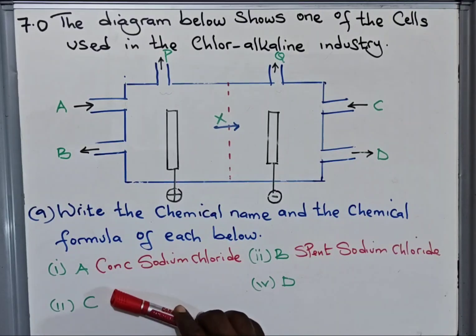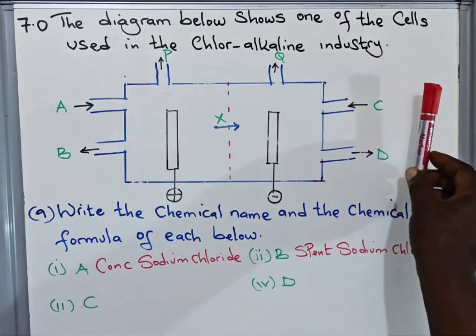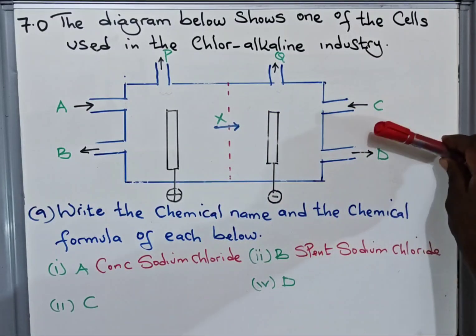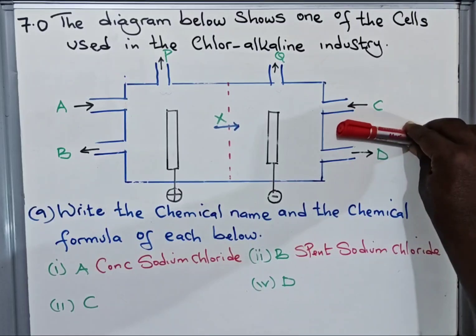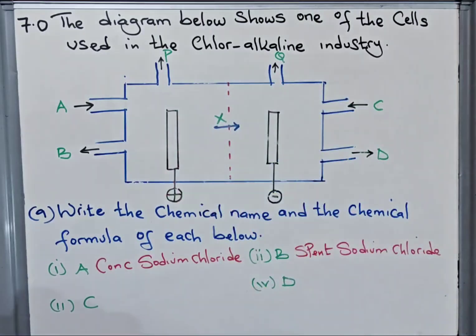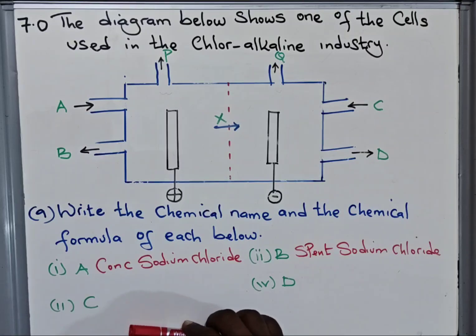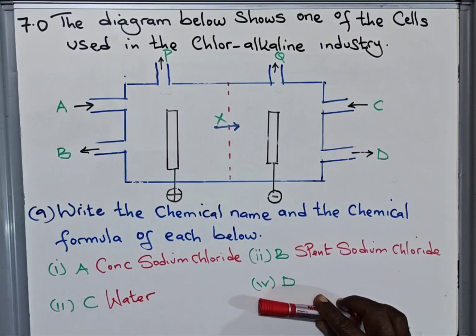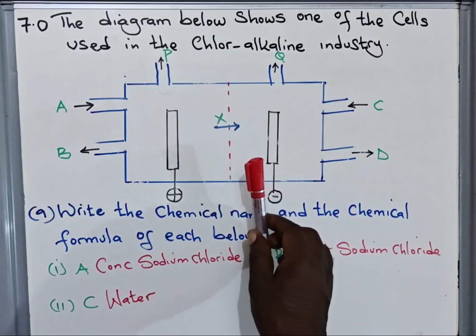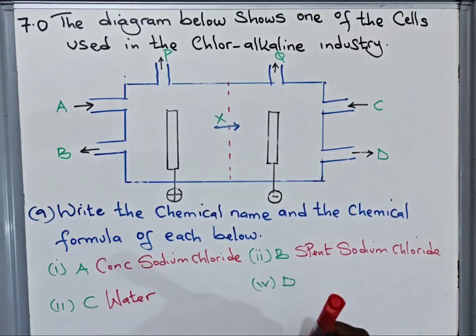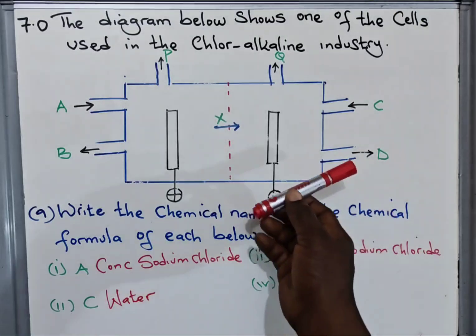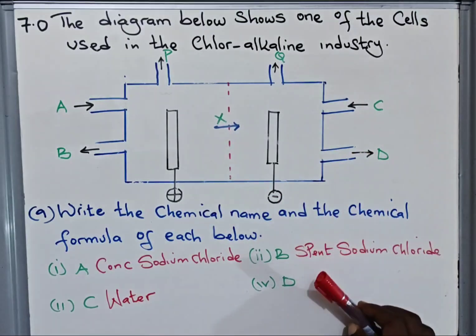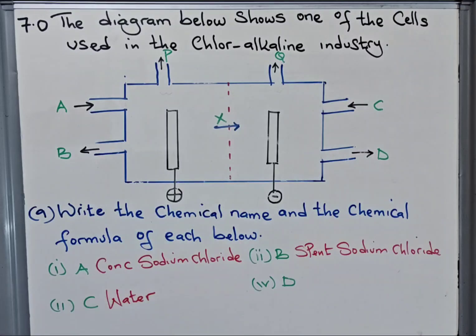Then we come to C. C is on the cathode side and it shows entry. So what enters on the cathode side of the setup? It's water. So C represents water. Then we come to D. D is on the cathode side and it shows out. So what comes out of the cathode side? It is sodium hydroxide.